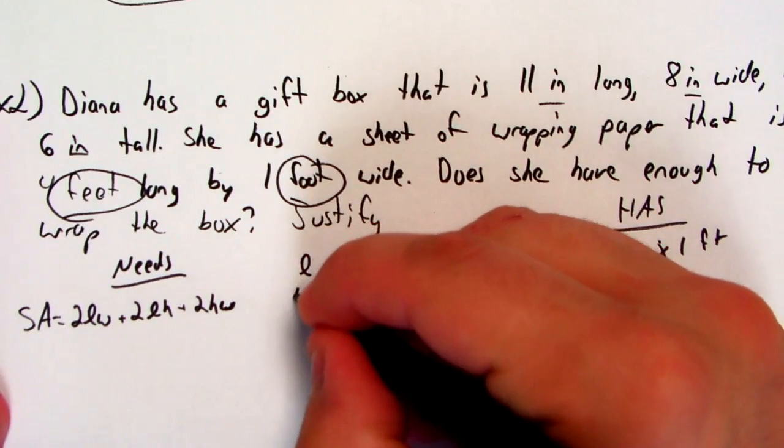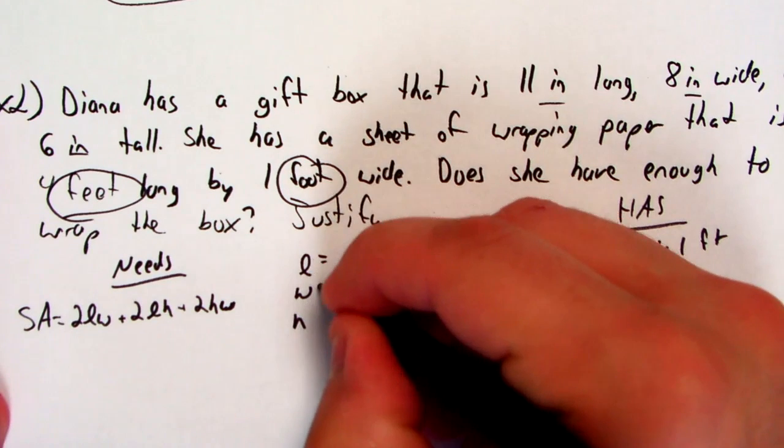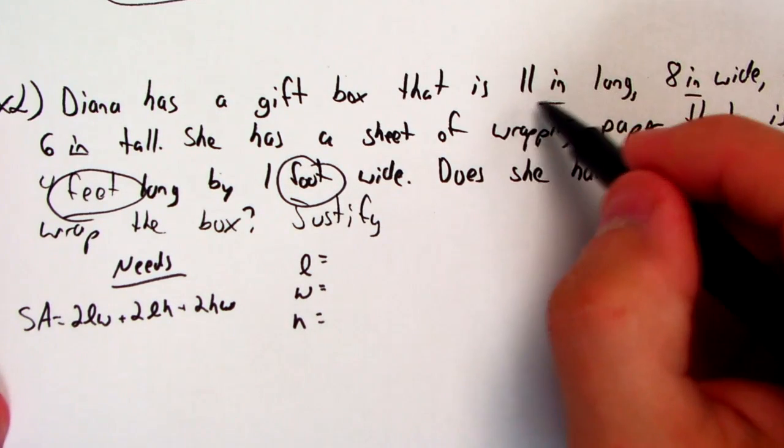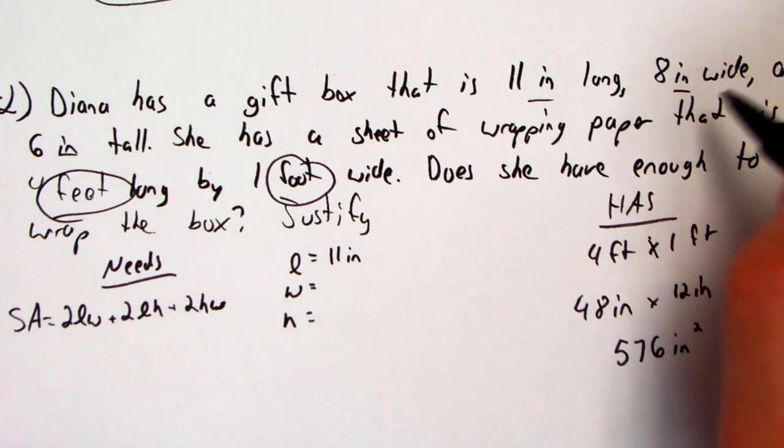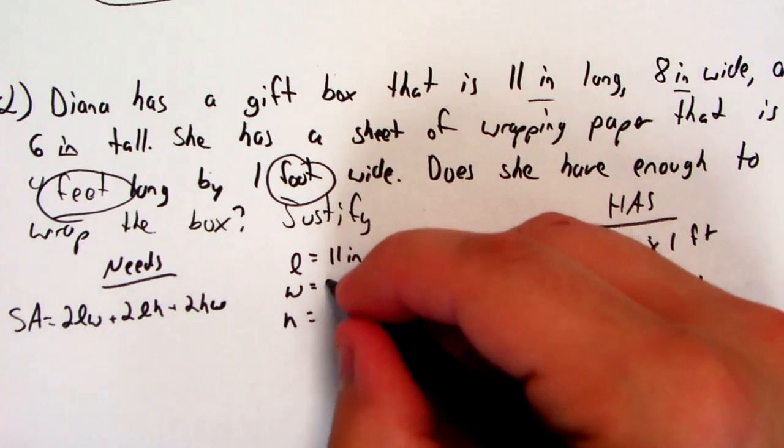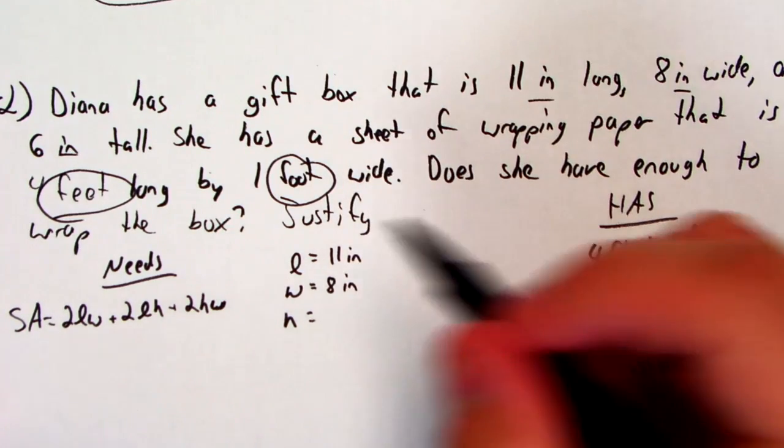It says it's 11 inches long, so the length is going to be 11 inches. 8 inches wide, so it's going to be 8 inches wide. 6 inches tall, so our height is 6 inches.